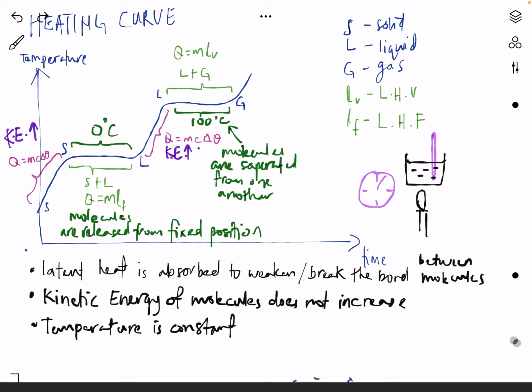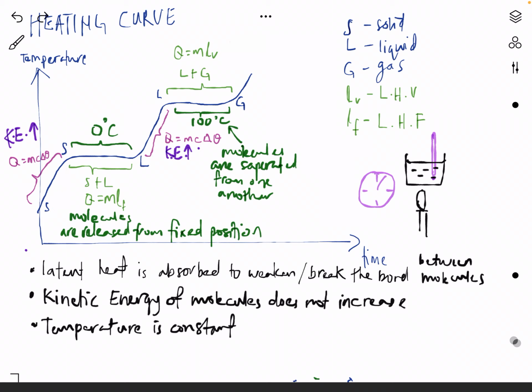Okay, the next thing is this point. Kinetic energy of molecules does not increase. So at these two parts, kinetic energy of the molecules does not increase because the heat is used to weaken the bond or break the bond, so the heat energy is not used to increase kinetic energy. And then another thing you need to know is the temperature is constant. So you can see here the temperature is constant because it is flat on the graph, so the temperature does not increase. The temperature only increases at this part and this part and also this part.